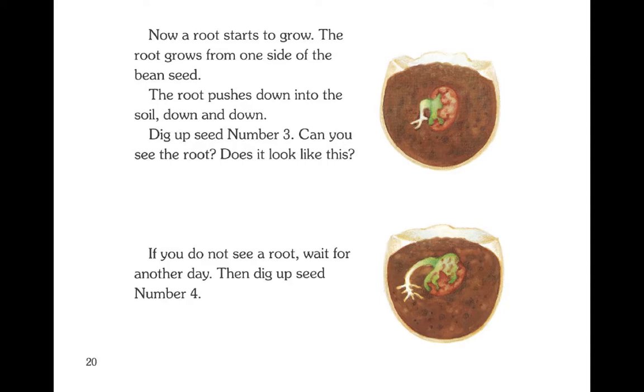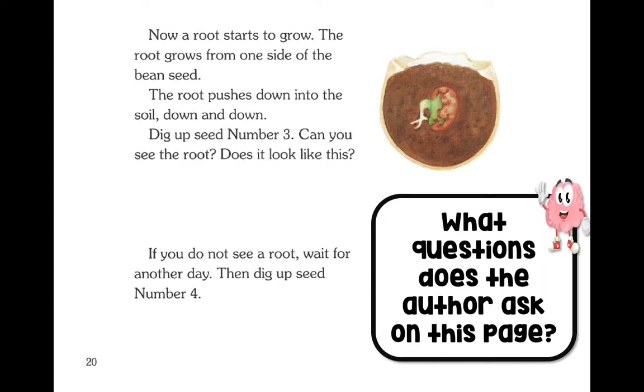Now a root starts to grow. The root grows from one side of the bean seed. The root pushes down into the soil, down and down. Dig up seed number 3. Can you see the root? Does it look like this? If you do not see a root, wait for another day. Then dig up seed number 4. I like this because we're going in order of different seeds to check out where they are as they're growing.